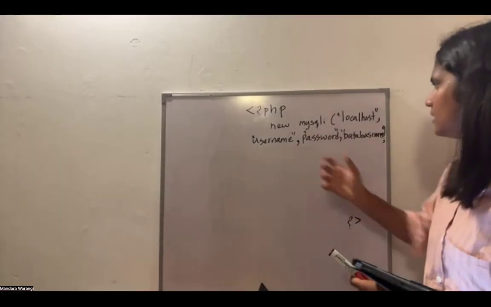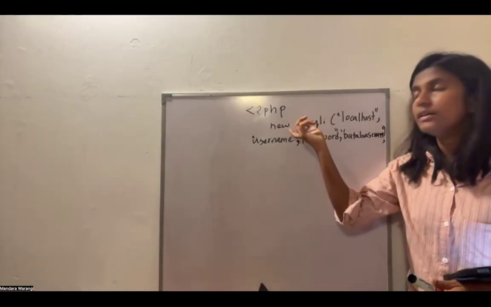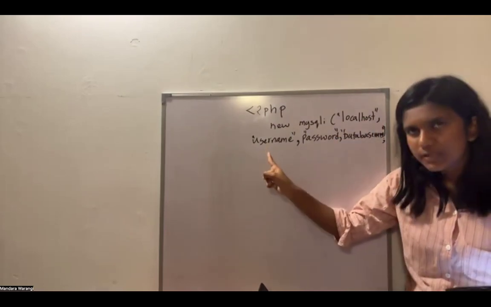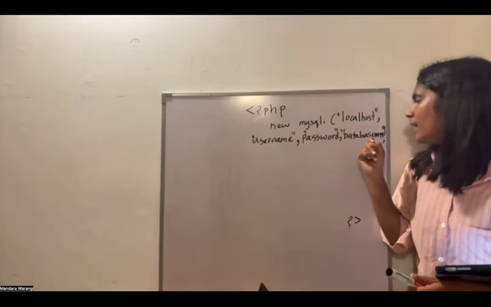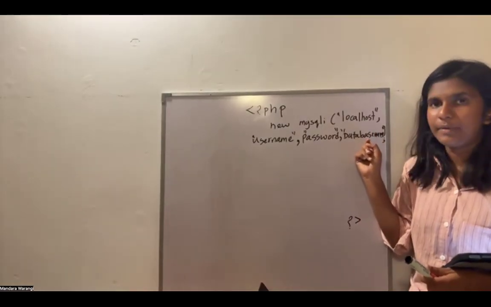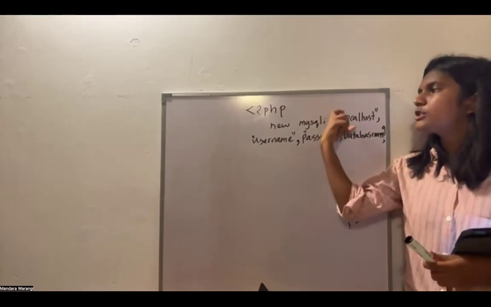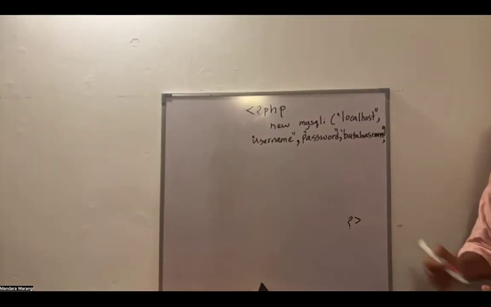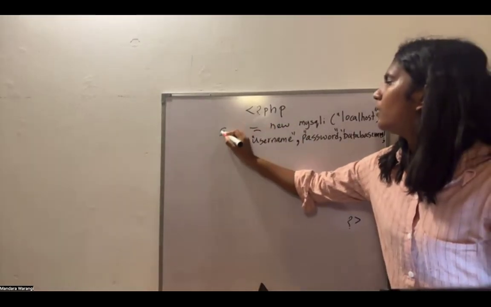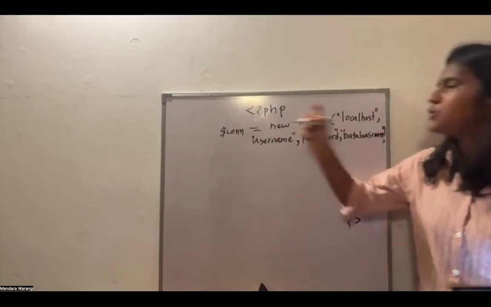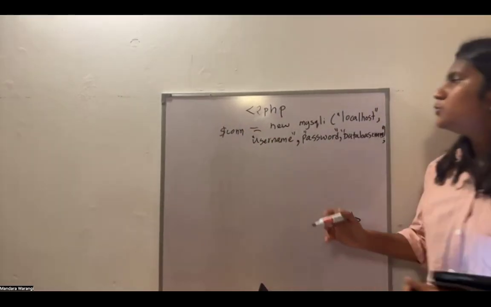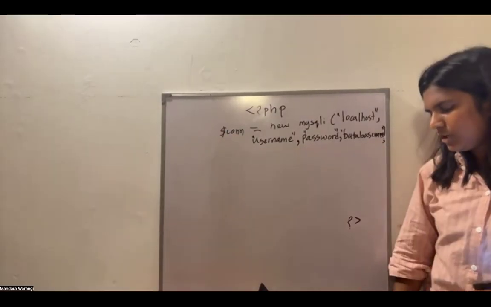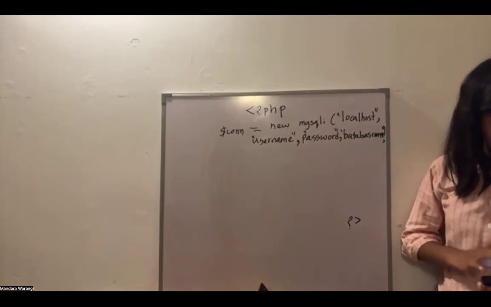So this is the basic function of building the connection. New MySQLi, you connect the localhost, the username, the password, and the database name. And then this connection, I build the connection here and I assign it to a variable called con. So in PHP, when you are making variables, you name it as $con, right? You use the dollar sign.